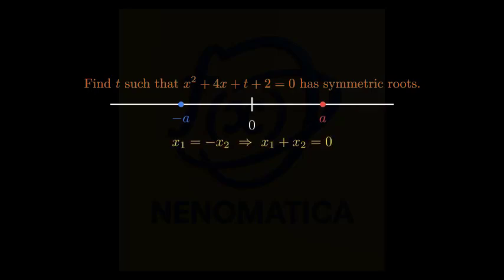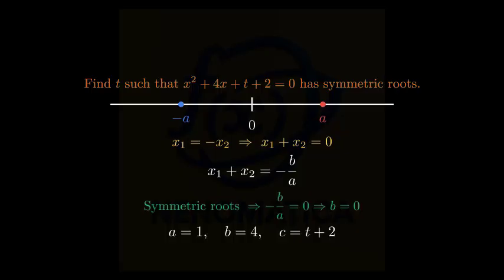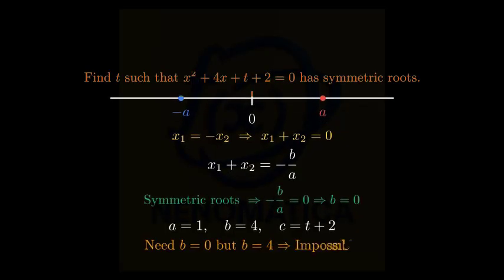For a quadratic x squared plus bx plus c equals 0, Vieta's formula says the sum of roots is negative b over a. For symmetric roots, the sum is 0, so negative b over a must equal 0. That means b must equal 0. Now apply this to our equation x squared plus 4x plus t plus 2 equals 0. Here a equals 1, b equals 4, and c equals t plus 2. The requirement b equals 0 is impossible because b is 4. So there is no value of t that will make the roots symmetric by the sum condition.